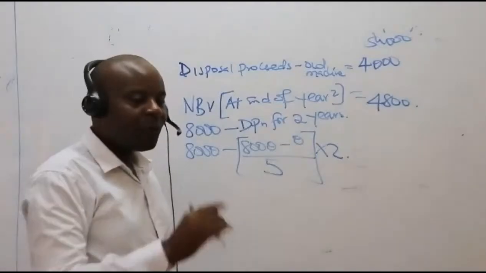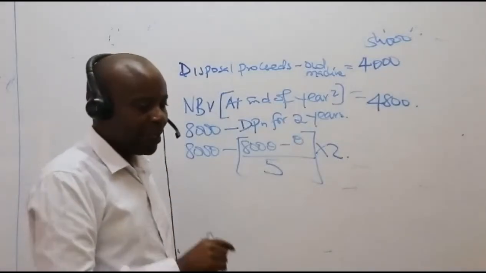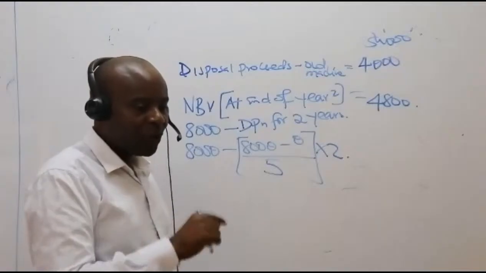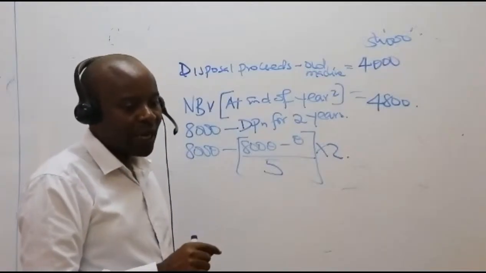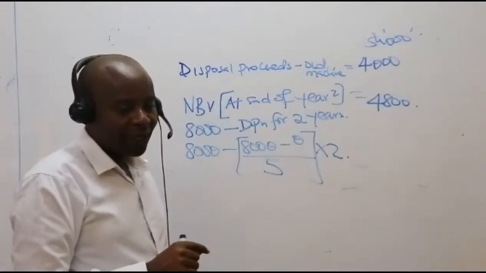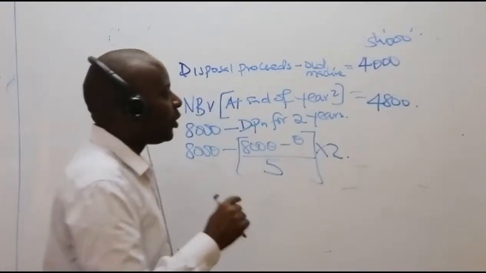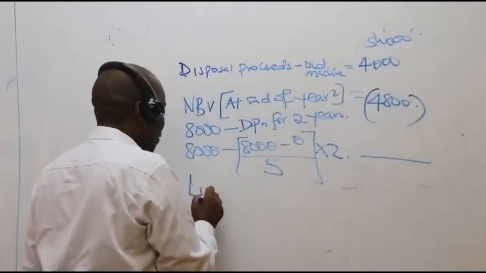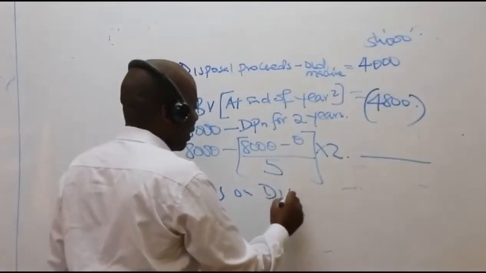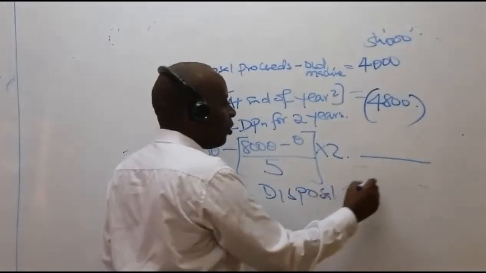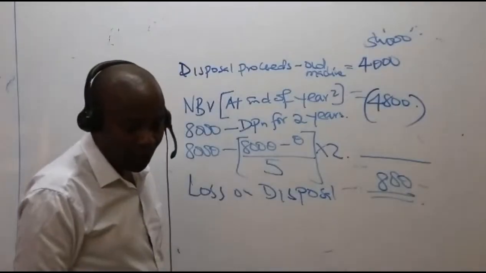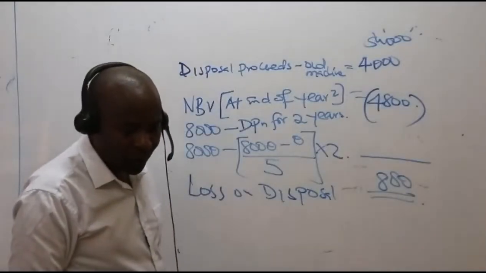3.2 is accumulated depreciation. So 8,000 minus 3,200 gives us 4,800. So, ladies and gentlemen, in this case we have a loss on disposal. A loss on disposal of how much here? Of 800. We have a loss on disposal of 800.